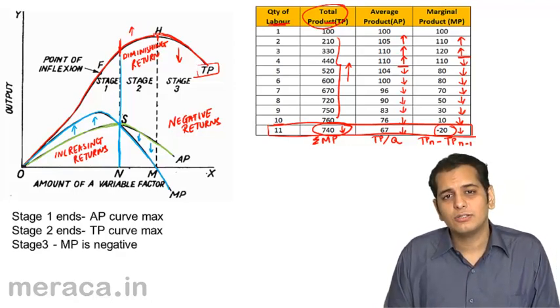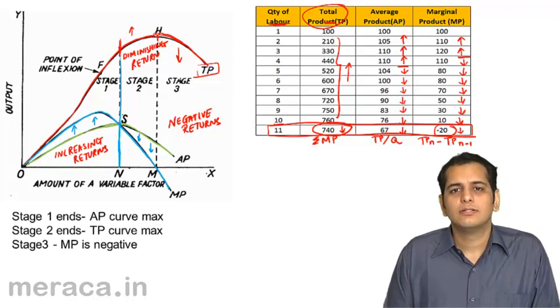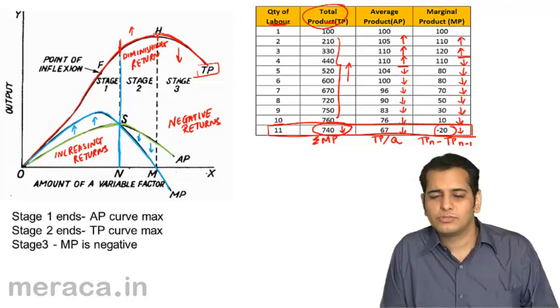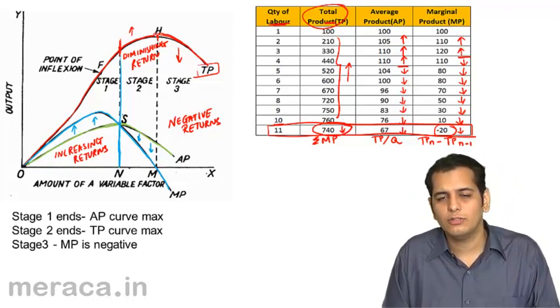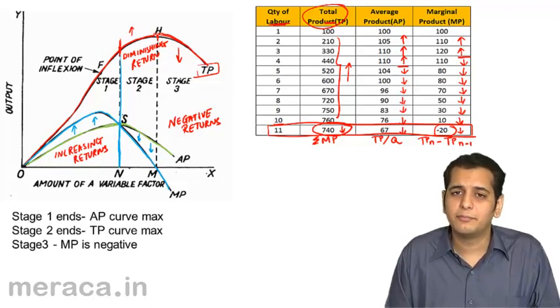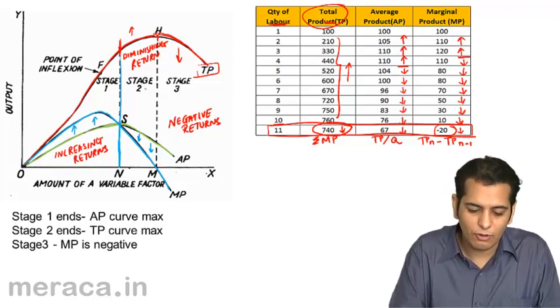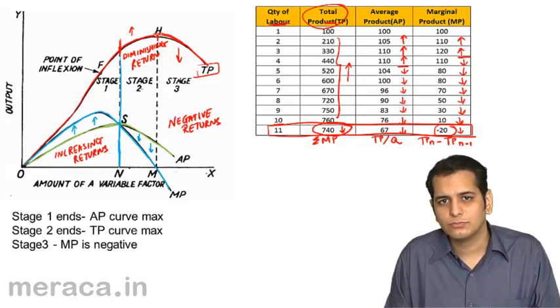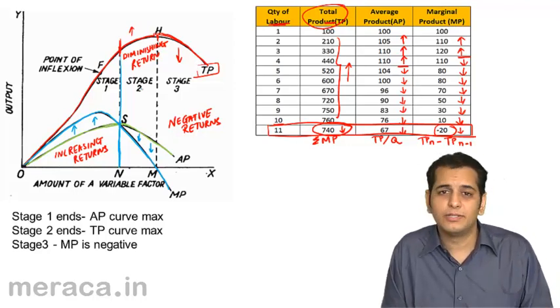But since now the marginal product curve has cut the average product curve, the average product curve will now start to fall. And since it will start to fall, our production will increase, but it will increase at a diminishing rate. So this also marks the start of stage 2. In this stage, we experience diminishing returns.